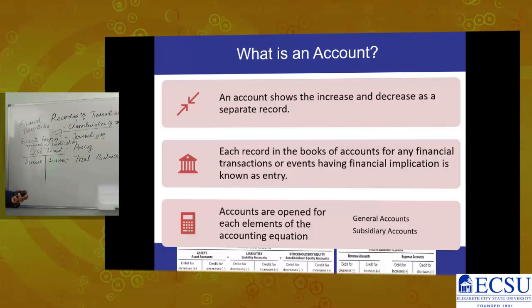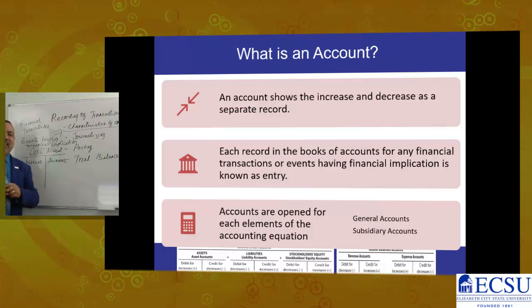So what is a transaction? Any exchange of value between two or more parties is considered as a transaction. And what is an event? Now, anything that happens in the business which has a financial implication is known as an event, and we'll be making a record of it.